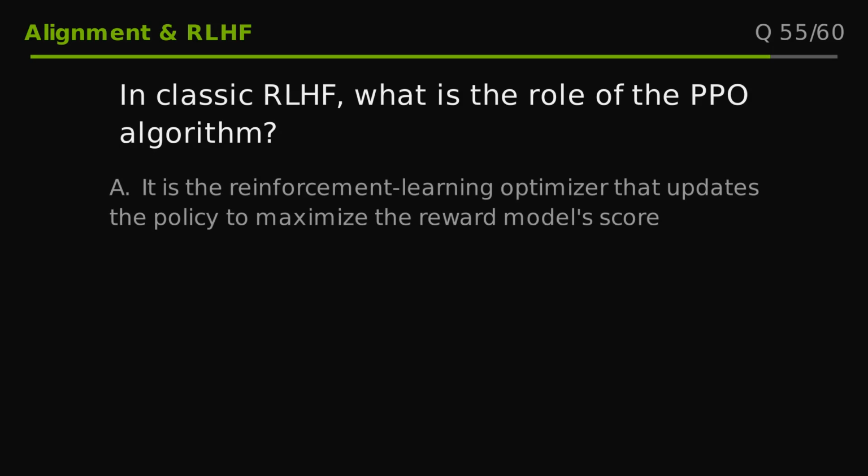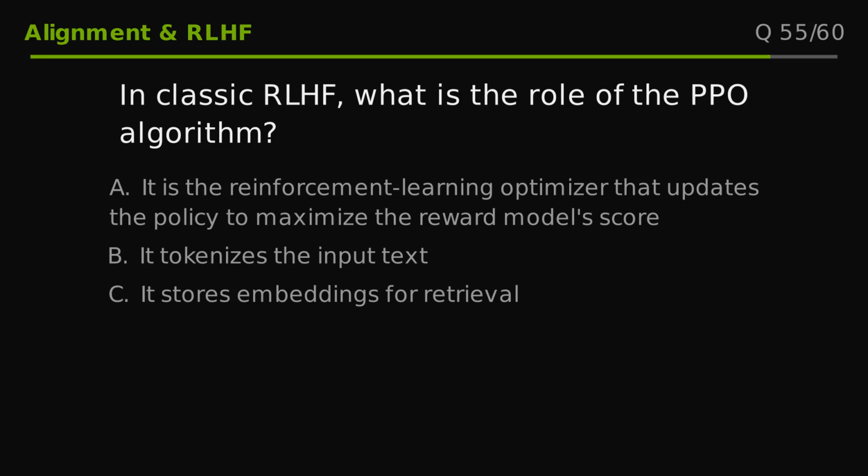Option A, it is the reinforcement learning optimizer that updates the policy to maximize the reward model's score. Option A, it tokenizes the input text. Option A, it stores embeddings for retrieval. Option A, it compresses the final model.